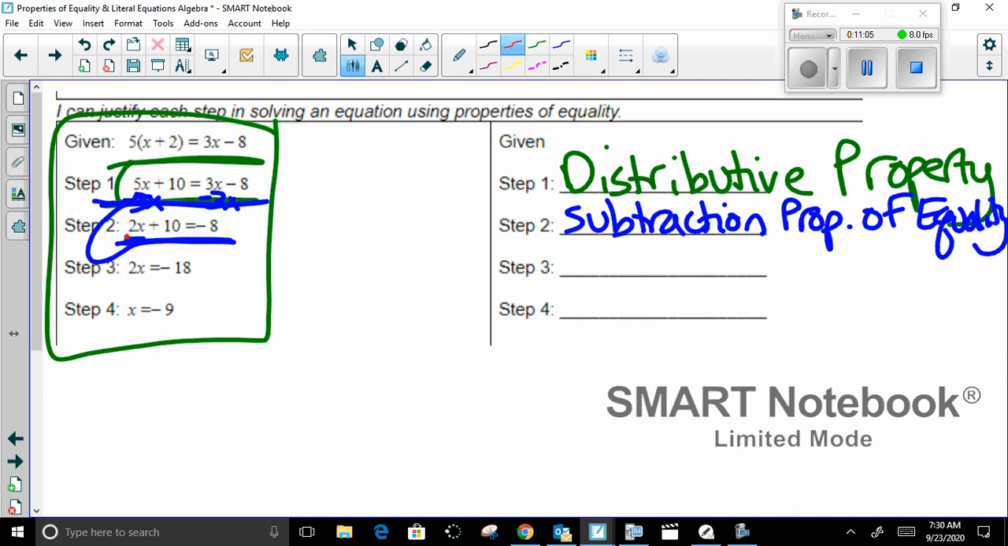Next, I went from here to here. What did they do? Somehow this 2x is now all by itself. How did I get rid of that plus 10? I brought it to the other side. The opposite of plus 10 is minus 10. So again, they did the subtraction property of equality.